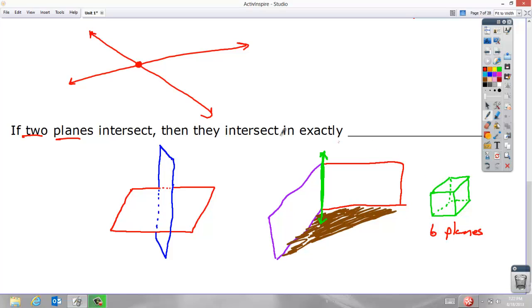So if 2 planes intersect, then they intersect in exactly. See all these intersections of planes? We extend them on forever in one line.